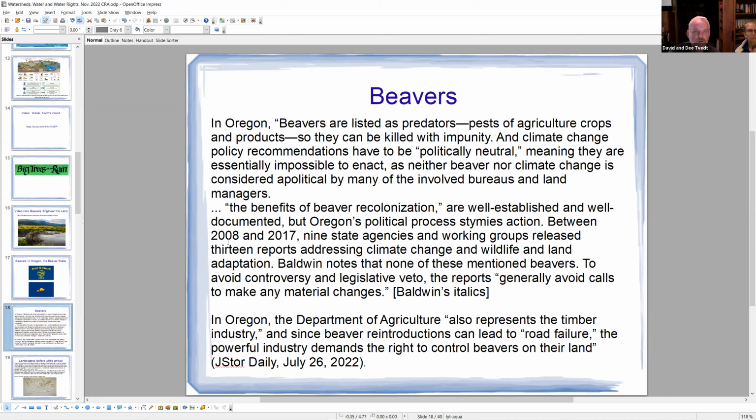This is a quote. So the benefits of beaver recolonization are well established and well documented, but Oregon's political process stymies action. Between 2008 and 2017, 9 state agencies and working groups released 13 reports addressing climate change and wildlife and land adaptation. Baldwin notes that none of these mentioned beavers. To avoid controversy and legislative veto, the reports, quote, generally avoid calls to make any material changes. And in Oregon, the Department of Agriculture also represents the timber industry, and since beaver reintroductions can lead to road failure, the powerful industry demands the right to control beavers on their land.